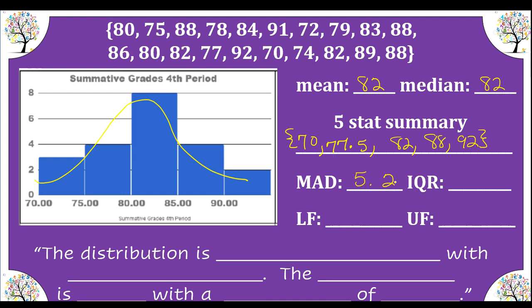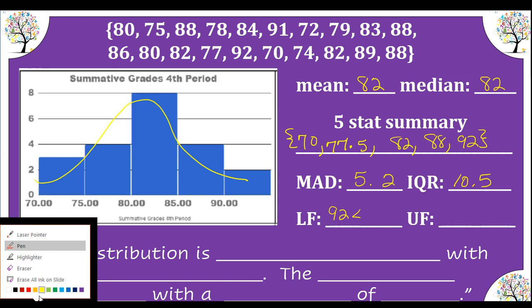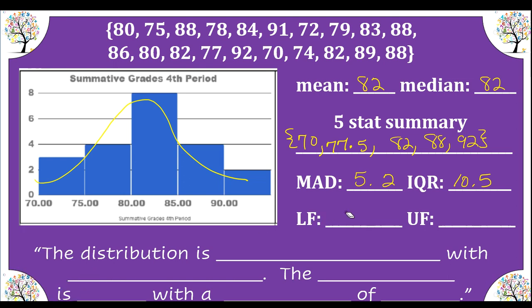The IQR is 10.5. I did use the formulas, and the lower fence, I got 92 is less than, no, I'm sorry, that's the wrong one. I was looking at the upper fence.